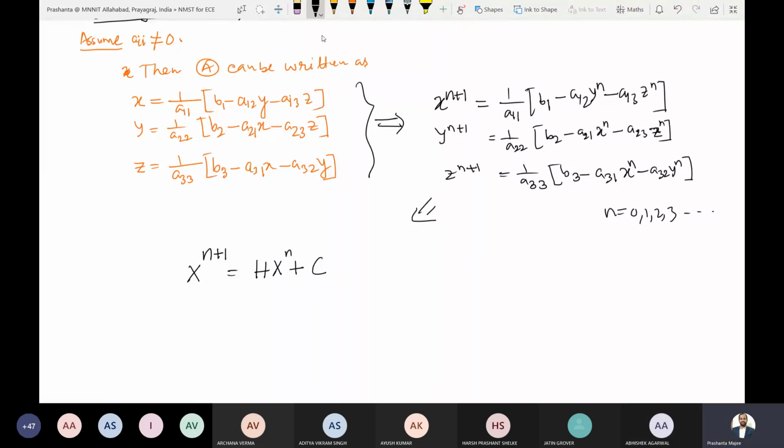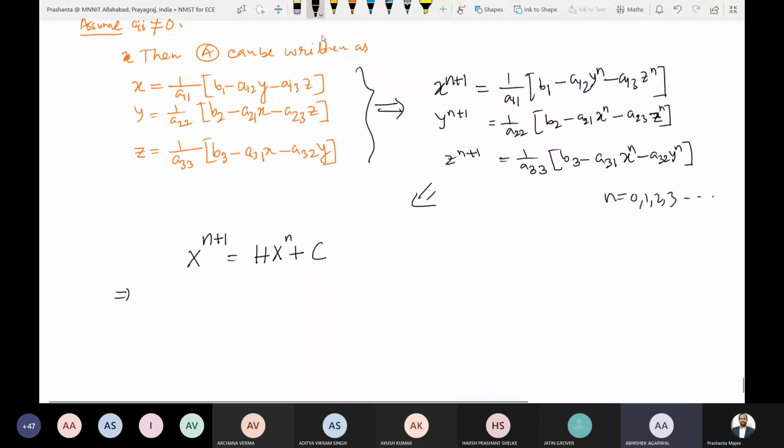What is X_{n+1} here? If you write down the above scheme in matrix form, what will it be? What is X power n plus 1? It is a column vector: small x_{n+1}, small y_{n+1}, small z_{n+1}. What is H?